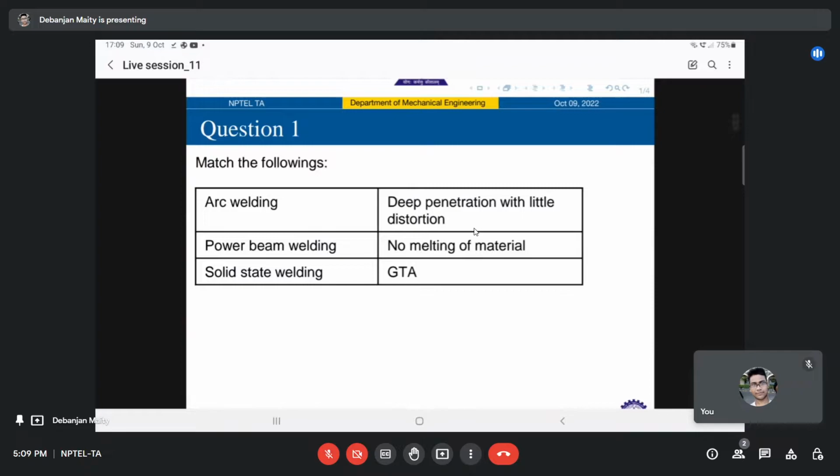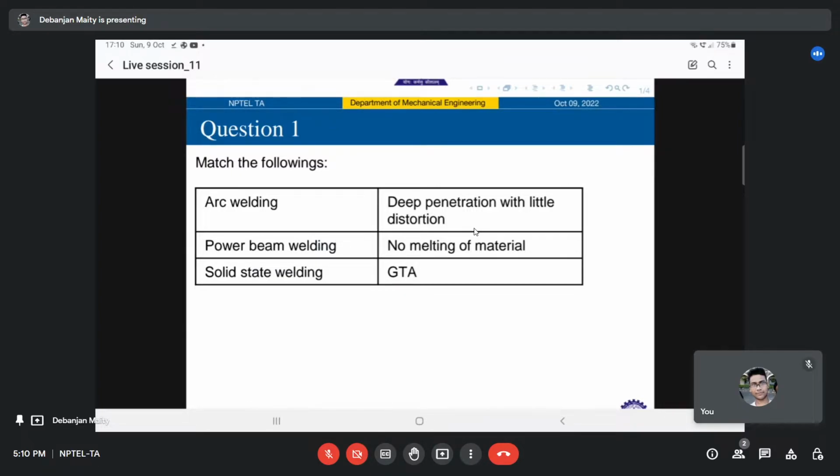So in question one, it says to match the following. There are three different kinds of welding techniques: one is arc welding, one is power beam welding, and the third one is solid state welding. Arc welding is basically a fusion welding, and of course, power beam welding is also a fusion welding. In fusion micro welding with the arc welding technique, regulated and controlled outputs of less than 1 ampere are obtained.